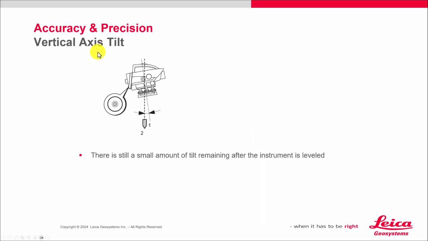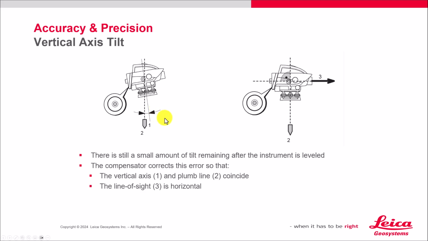Now let's take a look at the instrument itself. We have a vertical axis tilt that we have to worry about. So this is the axis, this is plumb, and they don't line up, and they never will perfectly line up, but we can adjust to get as close as we can. So there's always still an amount of small tilt remaining after the instrument is leveled. So the compensator corrects for this error. It detects what plumb is and fixes it.